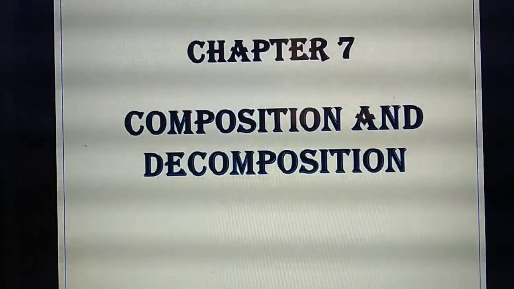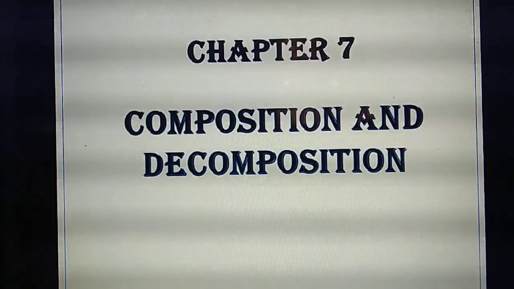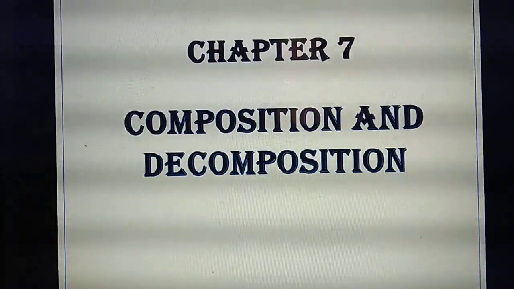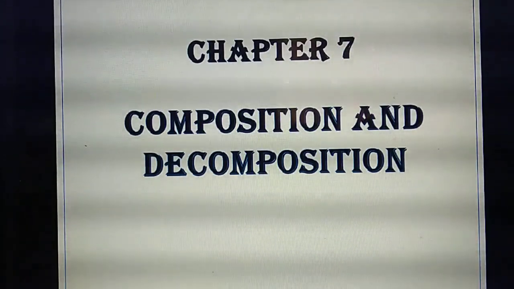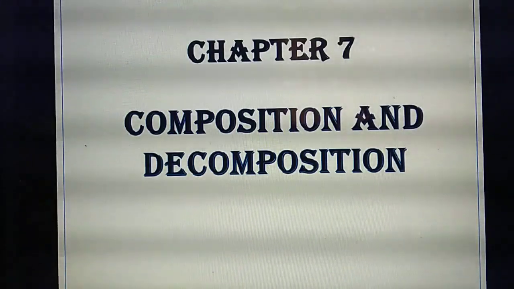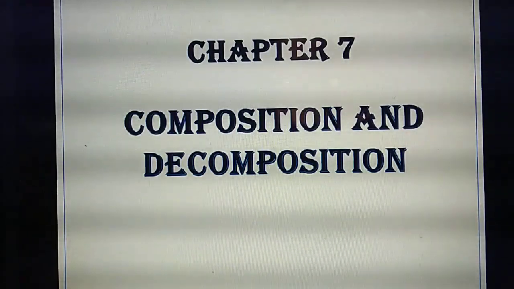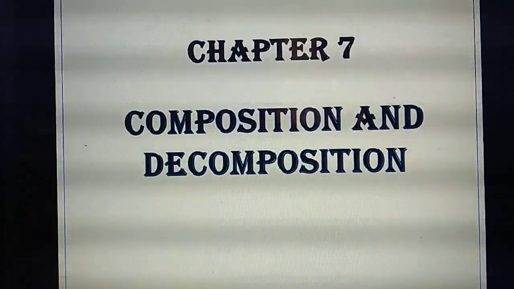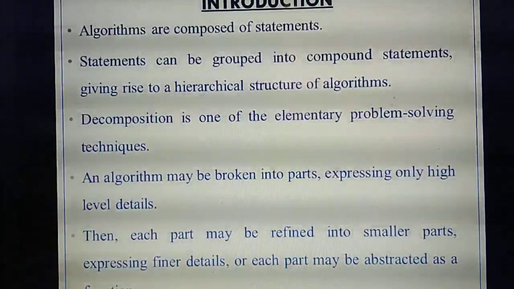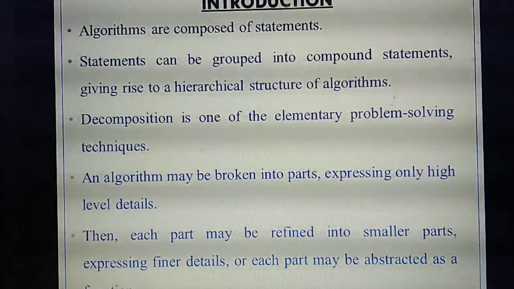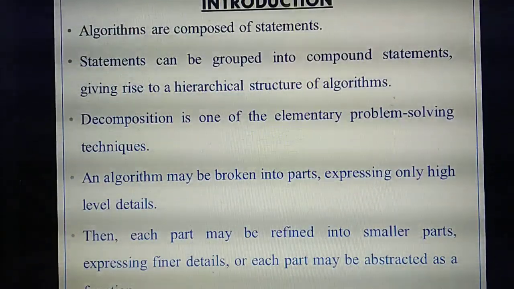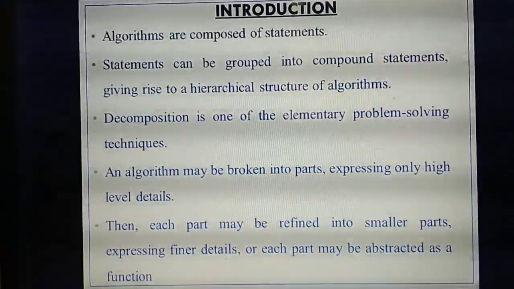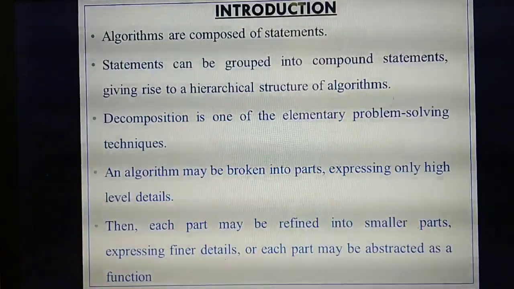to one another. So what are the things you studied in chapter 6 that relate to this chapter? In chapter 6 what topic did you study? Specification as well as abstraction. From this chapter onwards you are going to study composition and decomposition. What do you mean by composition? We have already studied statements and algorithms, isn't it? What do you mean by algorithm?